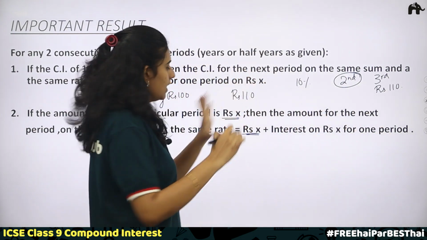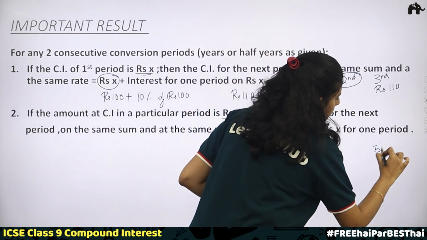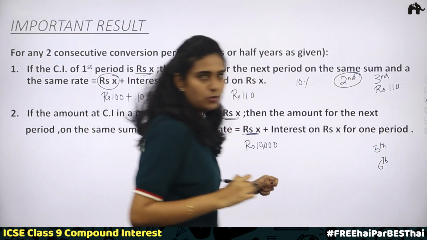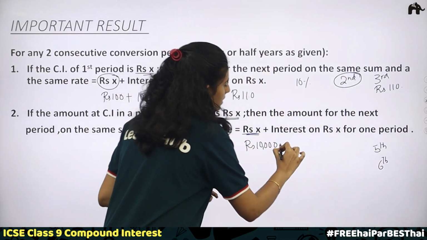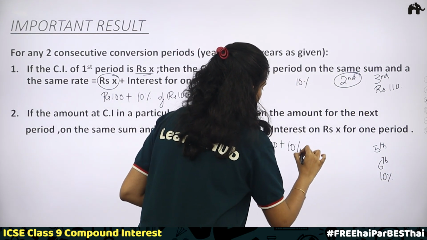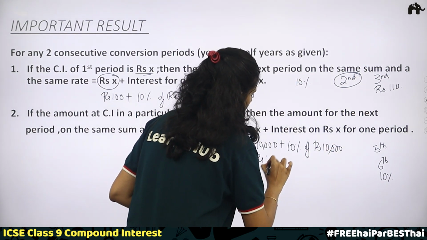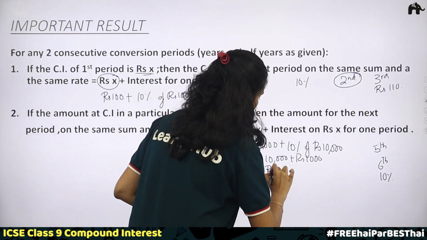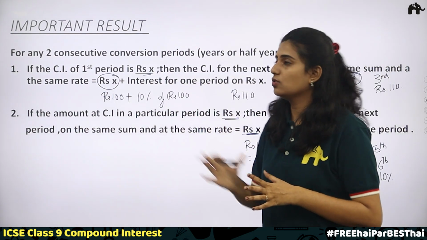The same thing. Here, let's say for the fifth year it is rupees 10,000. We have to find what it is for the sixth year. How to find? This is the very next consecutive period. So rupees 10,000, let's say 10% is the rate of interest. 10% of rupees 10,000 is rupees 1,000. Rupees 10,000 plus rupees 1,000 is equal to rupees 11,000. So this is how you can calculate the amount for two consecutive periods.